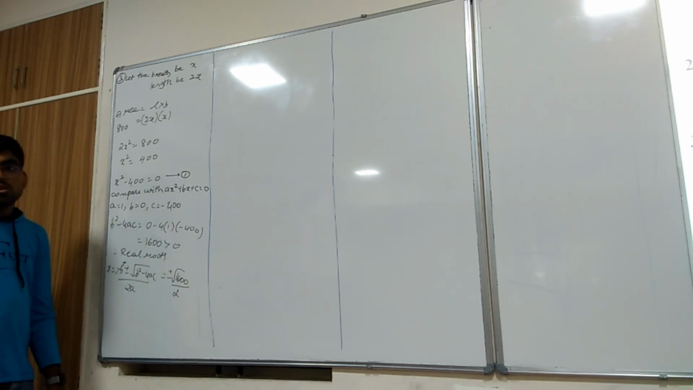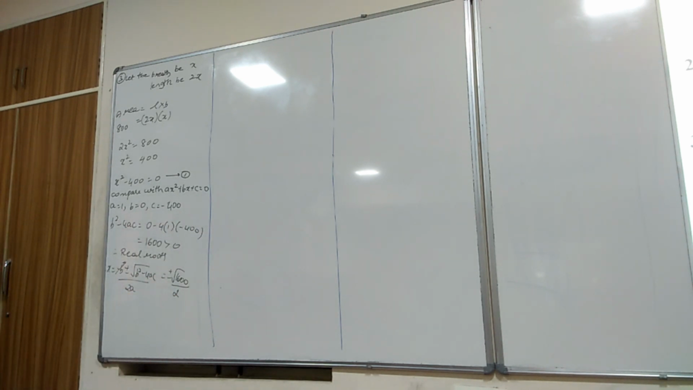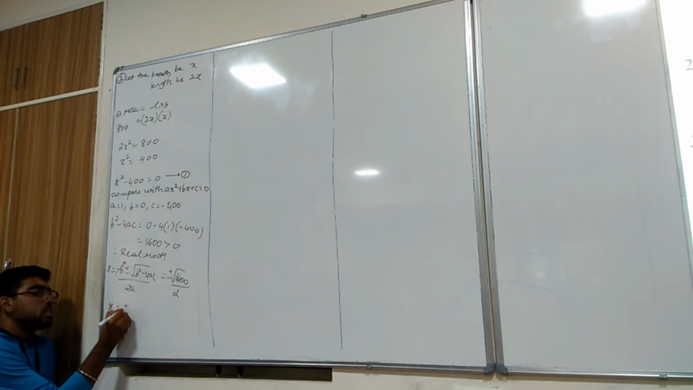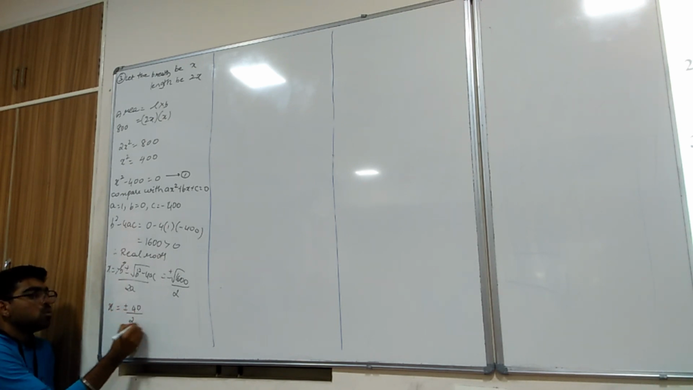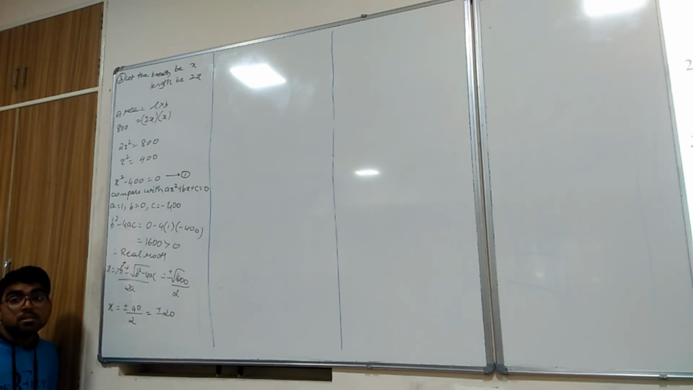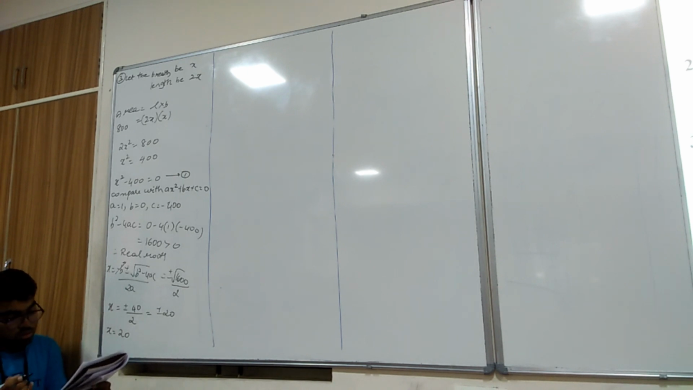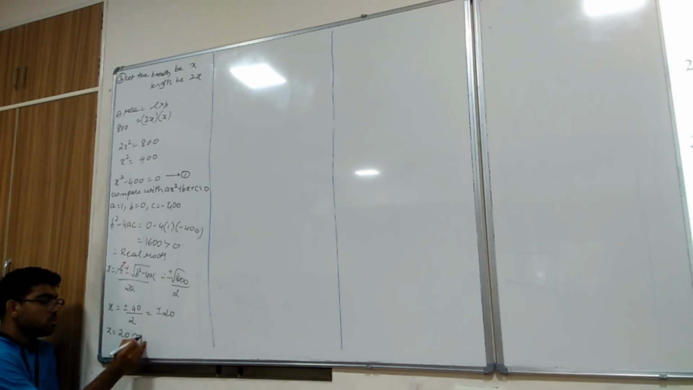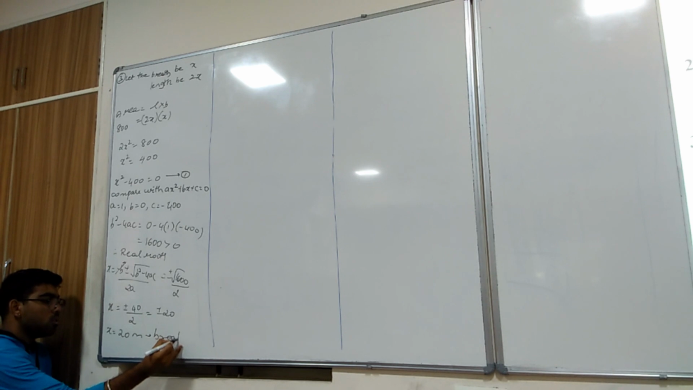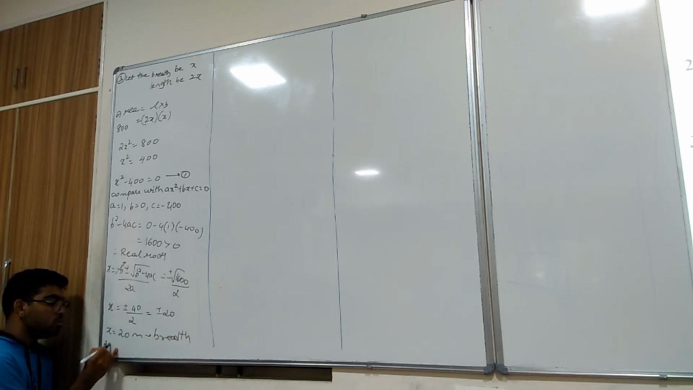Okay, 1600, what can we take it as? Can we take 40 into 40? Yes, we can take it as 40 into 40. So x is equal to plus or minus 40 divided by 2, plus or minus 20. What is x? Breadth. So x is only positive, we take 20 meters. What will be my length? 40 meters.